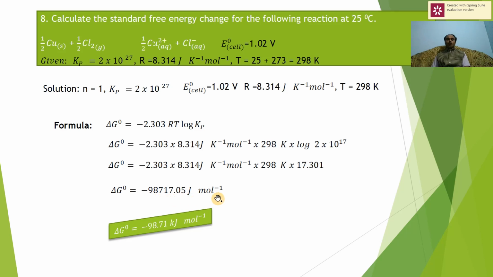98,717.05 joules per mole. Why? Because this per Kelvin and this Kelvin gets cancelled. Remaining units are joules per mole only. Now what is the sign? Minus sign is remained. Then you can convert this into kilojoules. You divide this answer by 1000, you will get minus 98.71 kilojoules per mole. This is the answer of standard free energy. Okay.